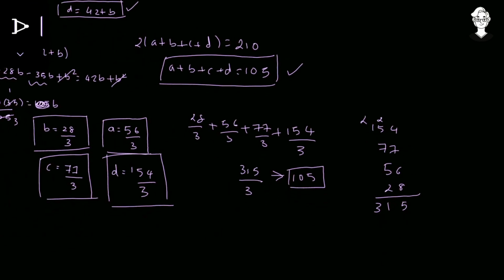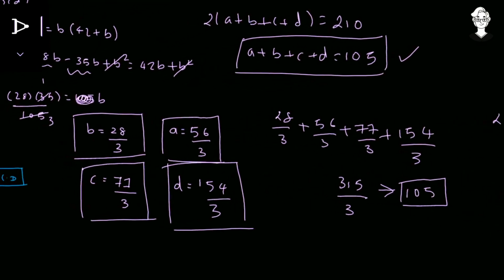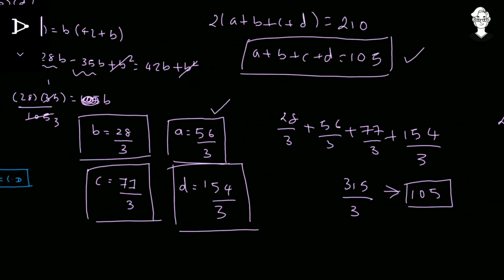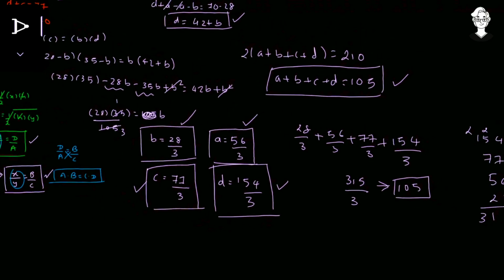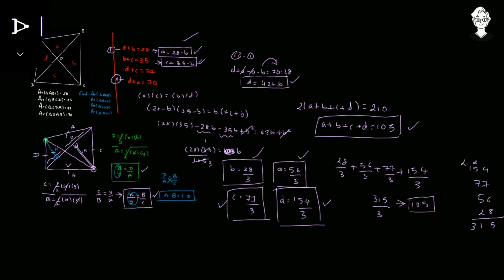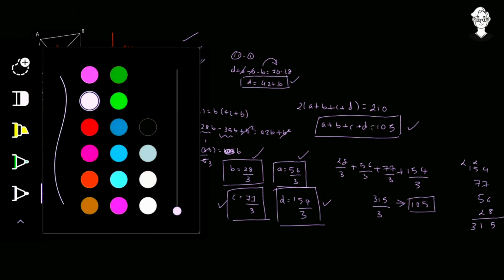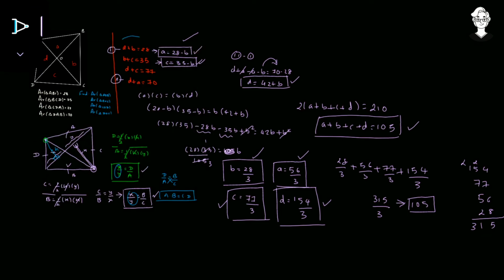So these four values are absolutely correct. The value of A is 56 upon 3, the value of B is 28 upon 3, the value of C is 77 upon 3, and the value of D is 154 upon 3. So here's the solution at the end. What we have done is generate four things in some kind of equations, that you can see over there. And after that, this cool theorem that the products are going to be equal, we have to utilize that, and we can say that was the master step.